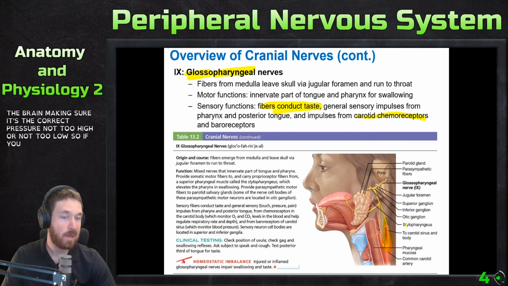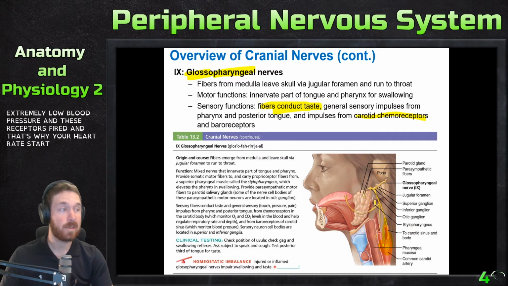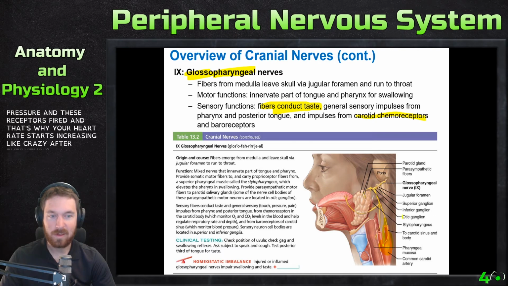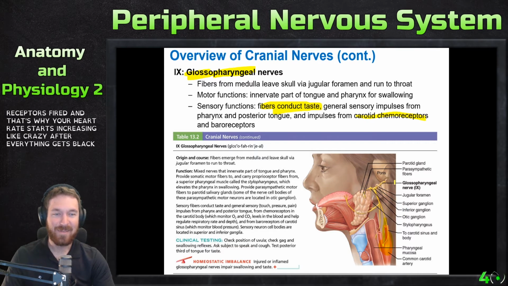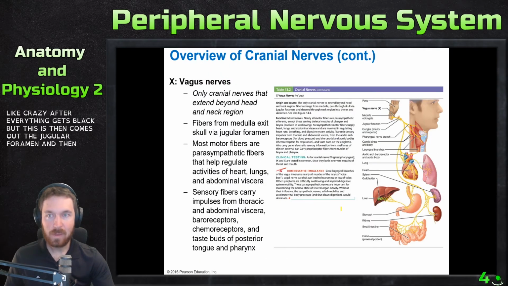So if you pass out from standing up too fast, that's because you have extremely low blood pressure and these receptors fired, and that's why your heart rate starts increasing like crazy after everything gets black. But this then comes out the jugular foramen and then goes out to all these glands and stuff.